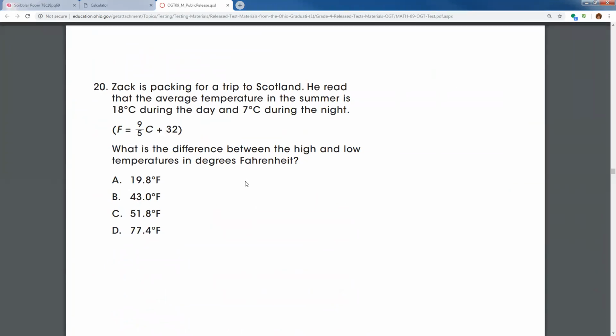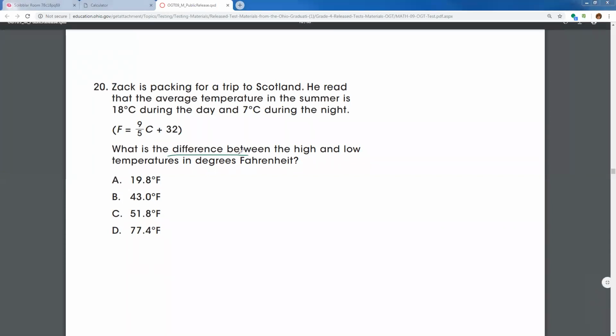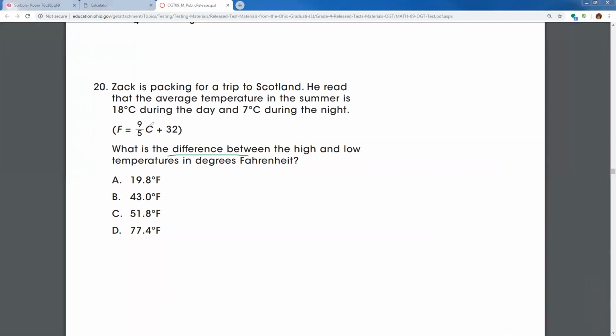So number 20, Zach is packing for a trip to Scotland. He read that the average temperature in the summer is 18 degrees Celsius during the day and 7 degrees during the night. What is the difference between the high and low temperatures in degrees Fahrenheit? Since we're in Celsius, first we have to convert to Fahrenheit. And then when it says the word difference, we're going to subtract. So when we find it in degrees Fahrenheit, all we do is replace the letter C, first with the 18, then with the 7 to get our 2 Fahrenheit numbers.